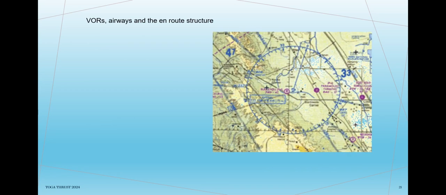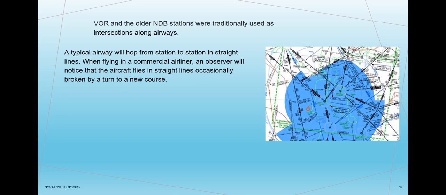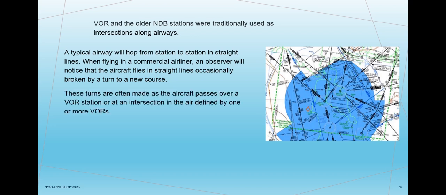VORs, airways, and the en route structure. VOR and the older NDB stations were traditionally used as intersections along airways. A typical airway will hop from station to station in straight lines. When flying in a commercial airliner, an observer will notice that the aircraft flies in straight lines, occasionally broken by a turn to a new course. These turns are often made as the aircraft passes over a VOR station, or at an intersection in the air defined by one or more VORs.